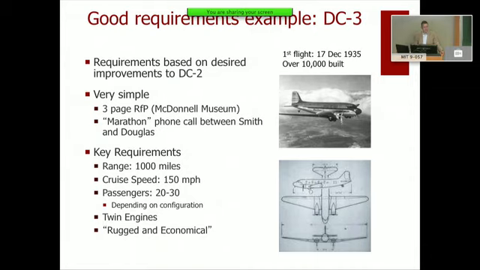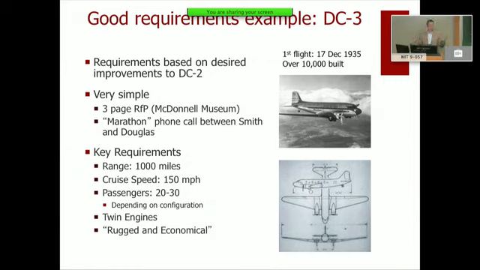And I first saw this when I worked in St. Louis. There was a little museum at the headquarters, and they had a nice plaque on the wall with actually a replica of the contract, the original letter that led to the DC-3 contract. And the story is that these requirements, this is level 0 requirements, what's written here, was hammered out in a single quote-unquote marathon phone call between Smith and Douglas.